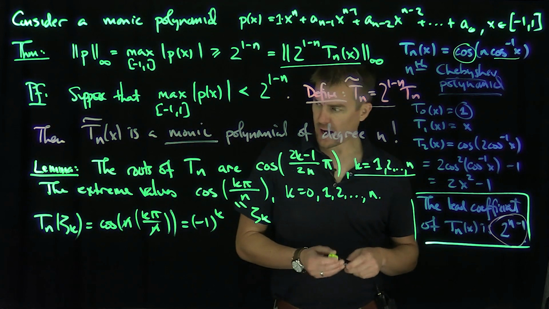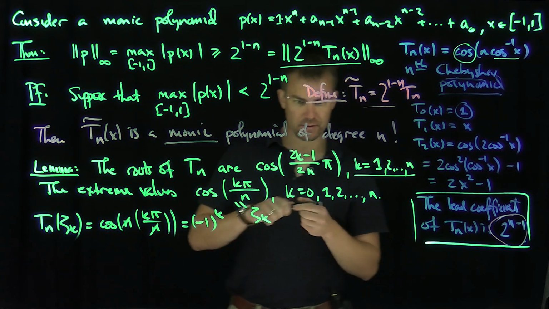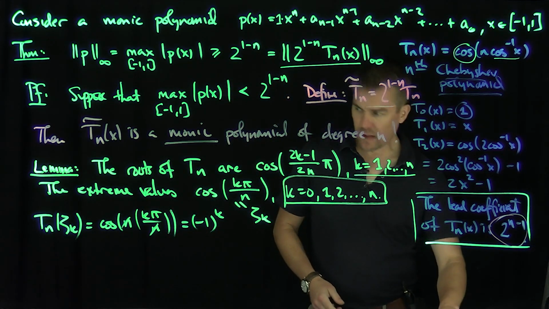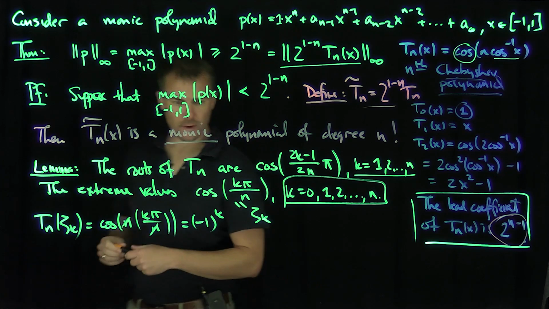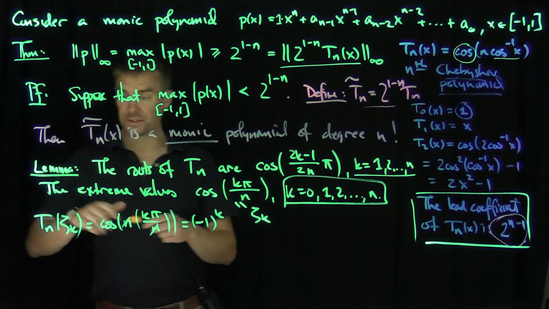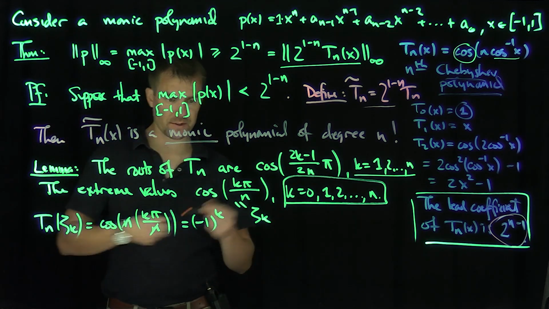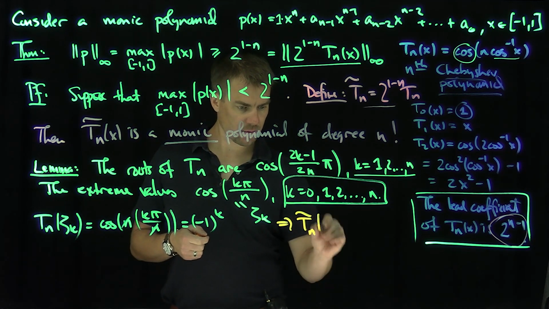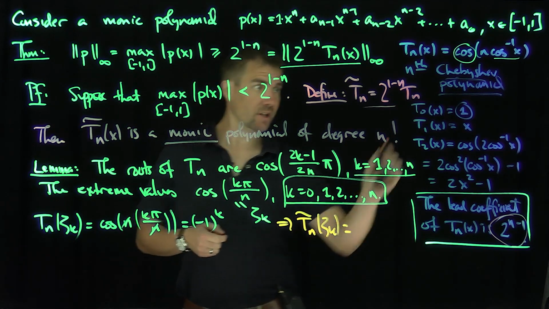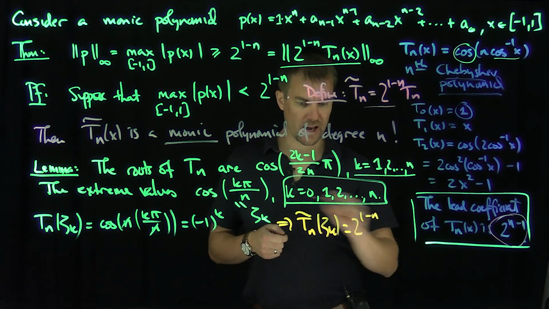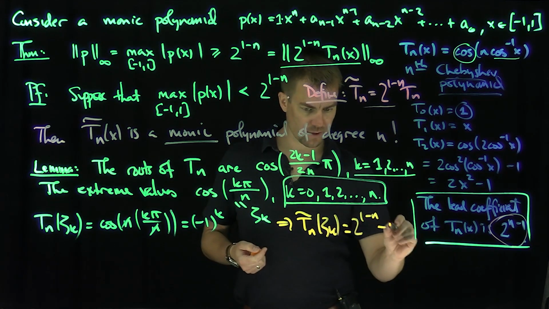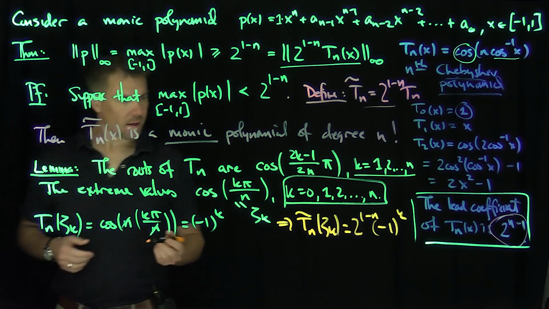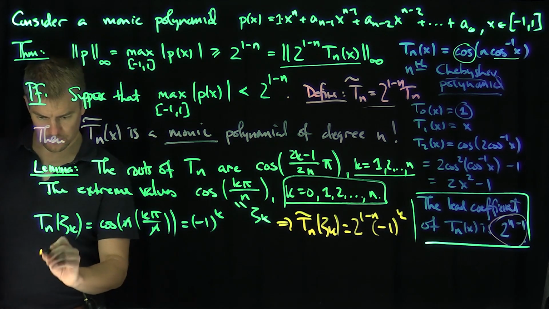So now here's the observation to make. Of course, I have 0 up to n of those things, so I have the endpoints as well. And so now let's consider, what would Tn tilde be? Well, Tn tilde of zeta k is just going to be 2 to the 1 minus n times negative 1 to the power k, like that, okay? Good.